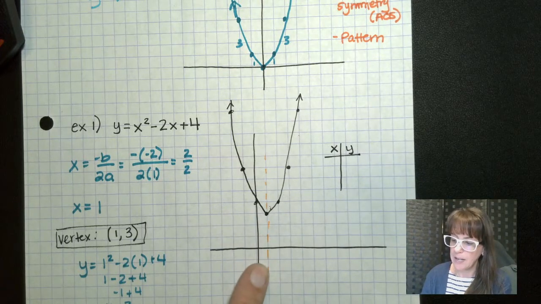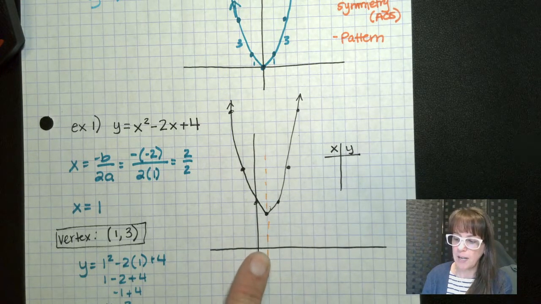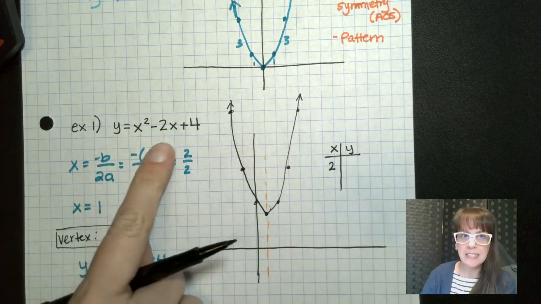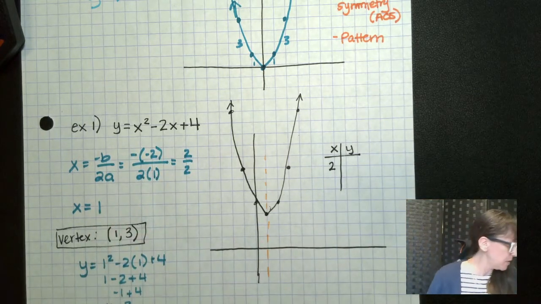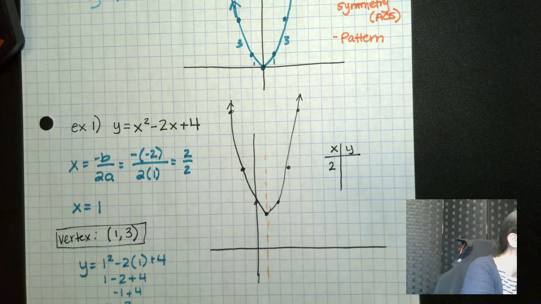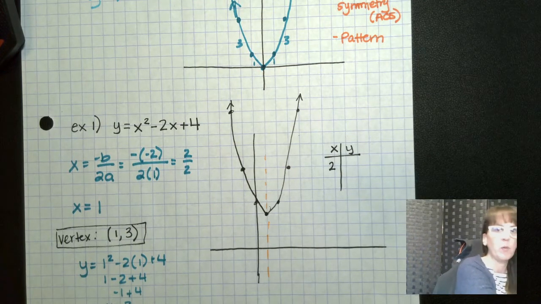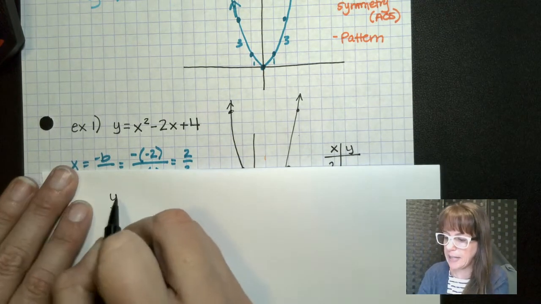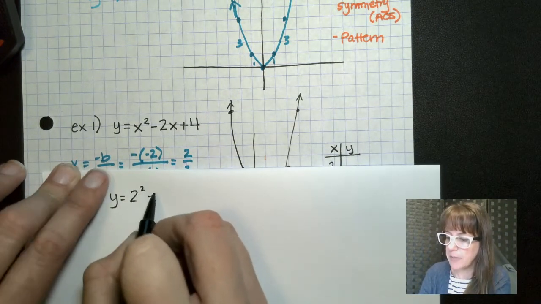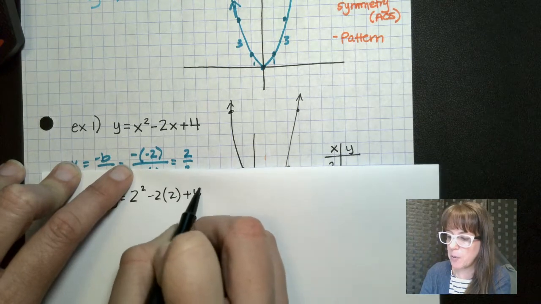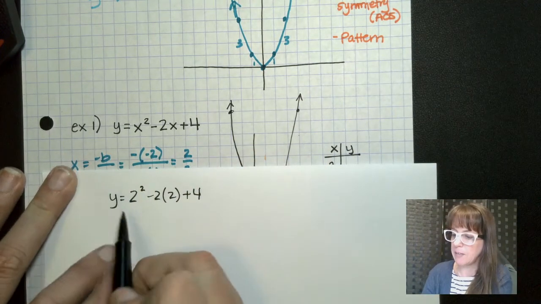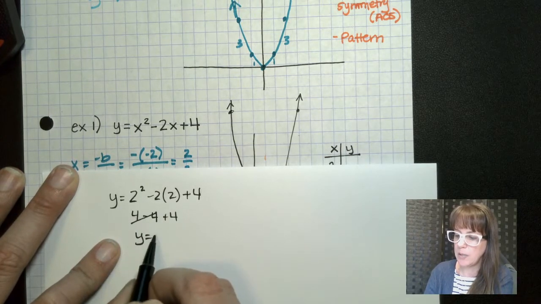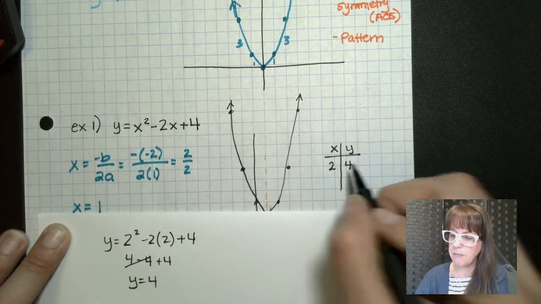So since my vertex is on positive 1 here, let's plug in 2. I'm going to take this equation right here and use another piece of paper. Here's our equation, and we're going to plug in 2 for x. So we have y equals 2 squared minus 2 times 2 plus 4. When we do that, we get 4 minus 4 plus 4. That gives us 0, so y equals 4. So when I plug in 2, I get 4.